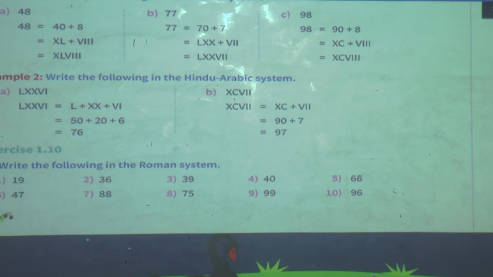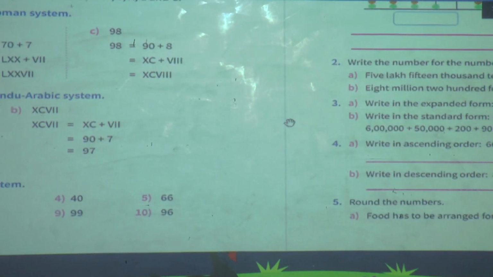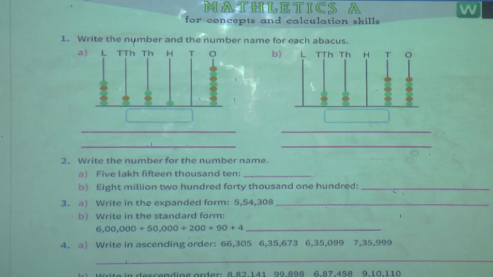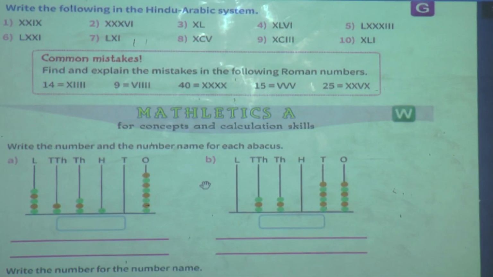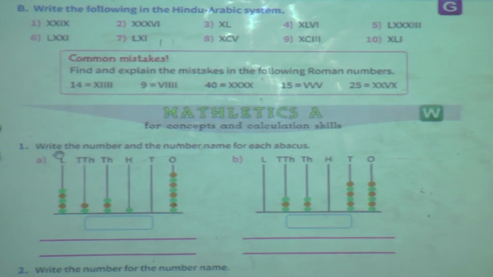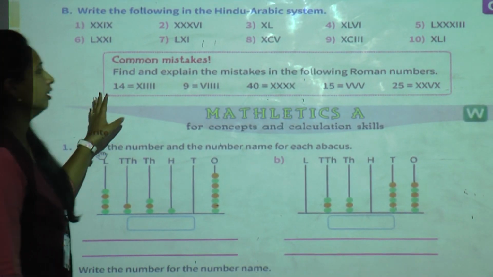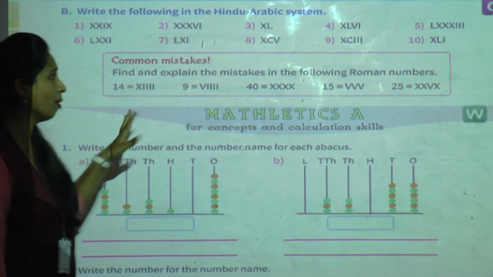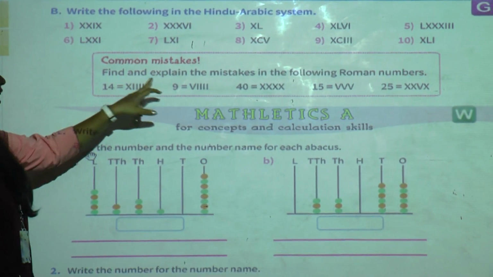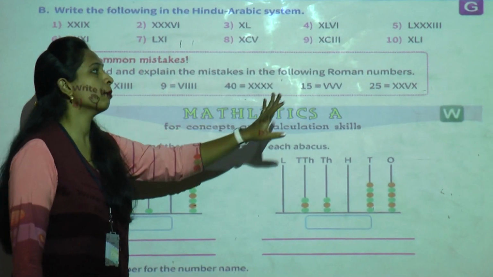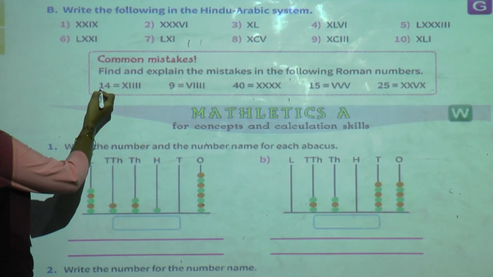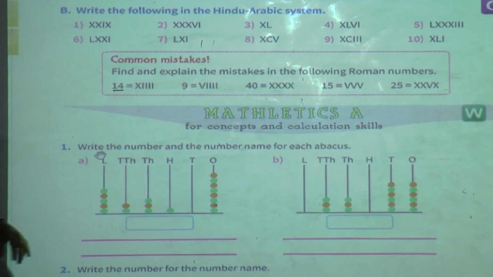Just open the Canopy page number 19, students. See what they have given, where you make mistakes while writing Roman numbers. Common mistakes happen here. Find and explain the mistakes in the following Roman numbers. Okay, 14. See the 14.